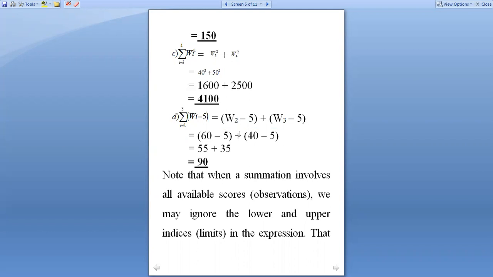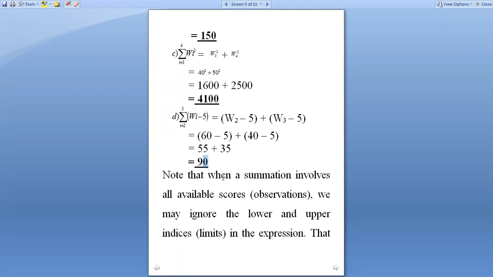So when you do this, remembering your BODMAS in P4 mathematics, you deal with the brackets first. We substitute in first W2 and W3. Then we remove the brackets first. So we subtract 5 from 60, we get 55. Then we subtract 5 from 40, we get 35. When you add these two, we get 90.